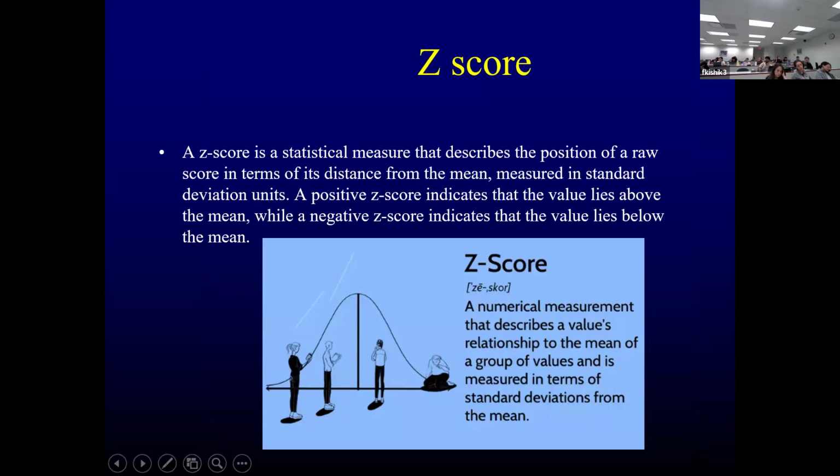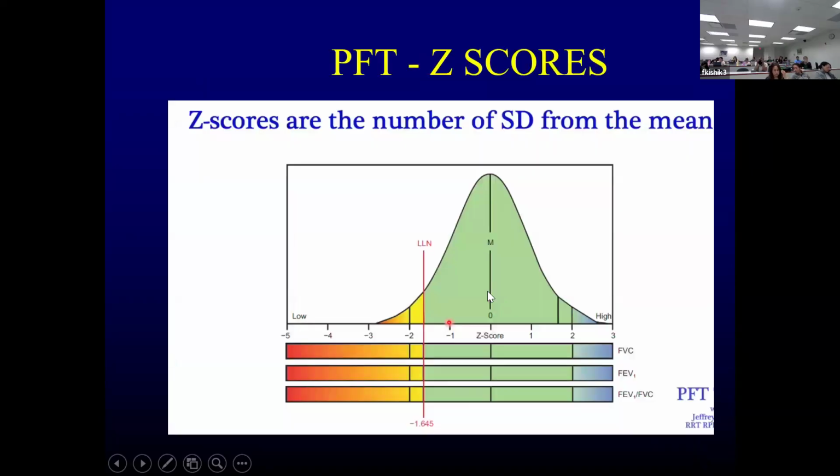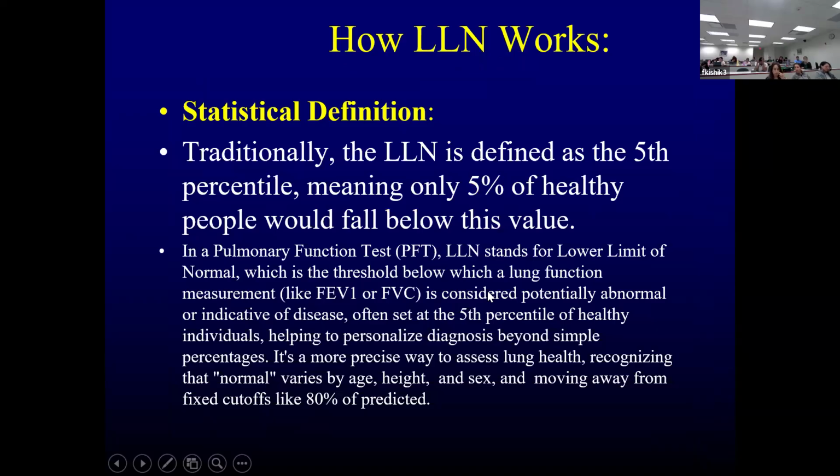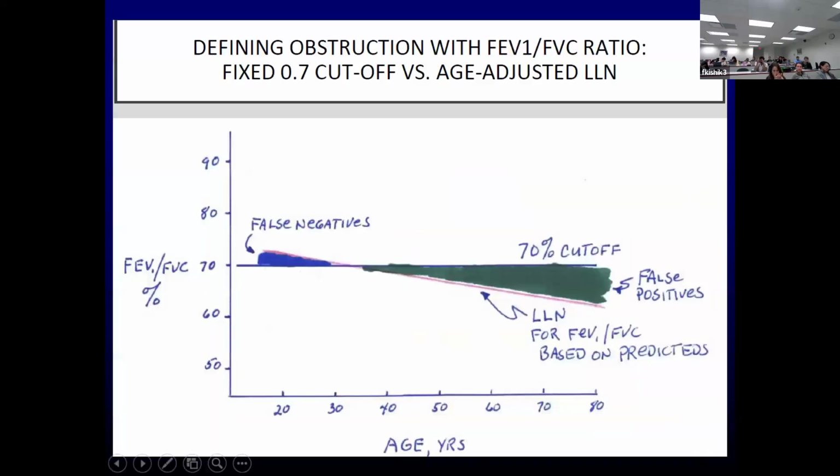So Z-scores, how far you're away from the standard deviation, more than 1.65. Below that, you are abnormal. That corresponds to the 5th percentile of the standard deviation. Okay. Why do we do that? Just to give you an idea. This is what I wanted to talk about.